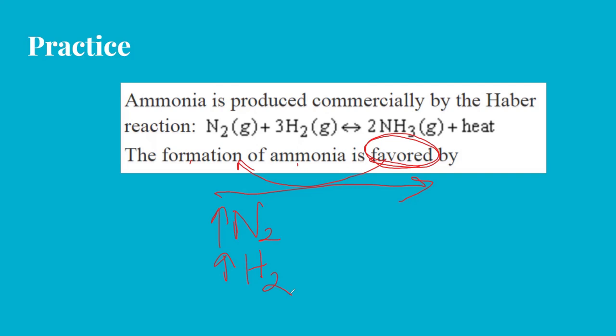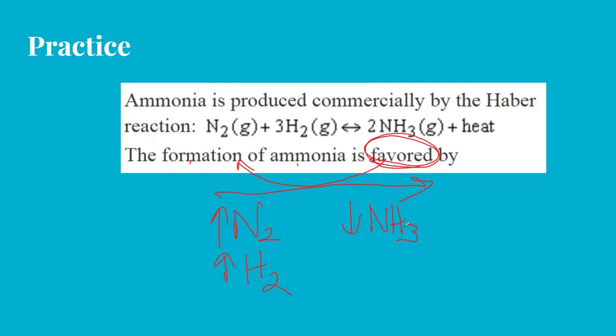Another thing I could do, if I wanted to go forward and make more ammonia, I could take some ammonia away. If I took ammonia away, some of my product away, the reaction would be like, hey, what are you doing? And it would try to fix the equilibrium by replacing it. So that would force the reaction forward.